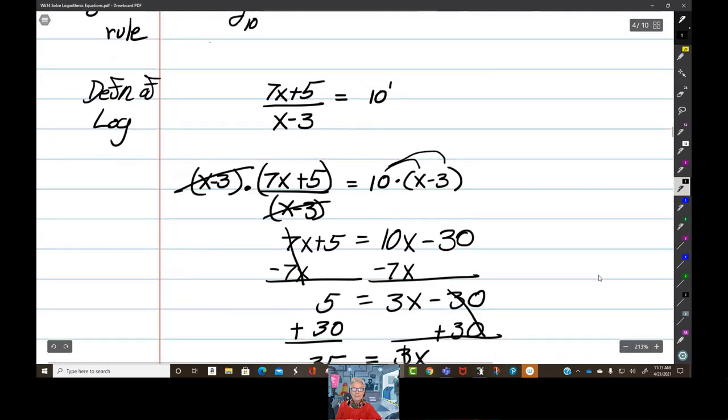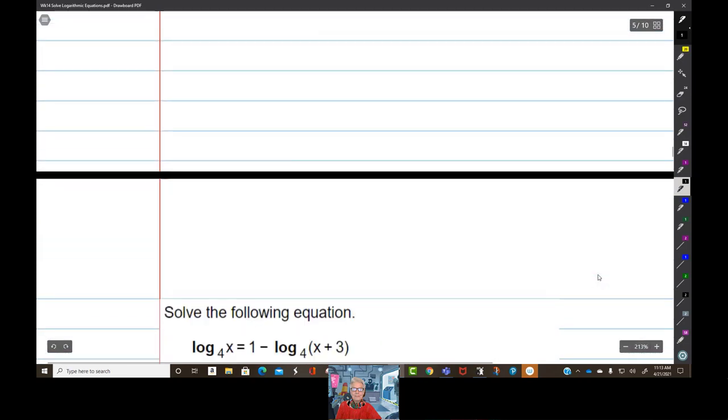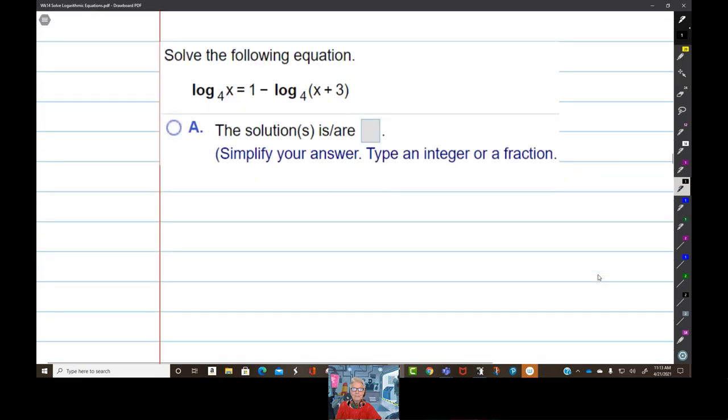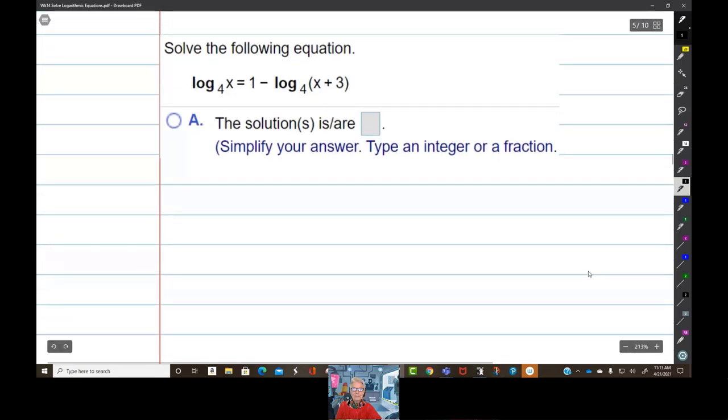Okay, so that was the quotient rule. Oh my goodness, what do we do now? Well, when we get through checking out the domain, which will get faster and faster, all we're going to do is add log base 4 of x plus 3 over to the other side. Then it'll be a plus, so we'll use the product rule. But first, the most important part. X has to be greater than 0, and x plus 3 has to be greater than 0.